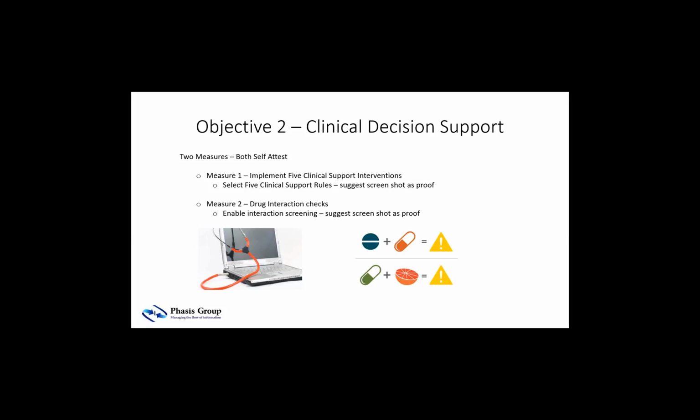Again, measure 1 is selecting and turning on and activating at least 5 clinical support rules. And the second measure is that you have the drug-to-drug interaction screening or drug-to-allergy screening turned on in CareTracker. And Brad's going to take you through and show you exactly where to do that. So Brad, if I can, I'll hand off to you. Sounds good. So any questions about this one? Or do people have this down pretty much?